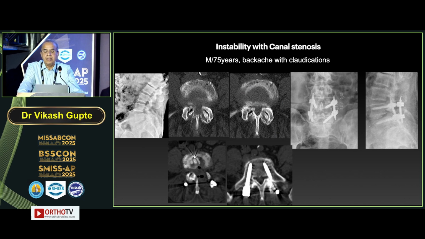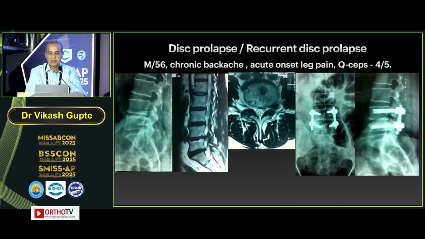What about instability with canal stenosis? You can do MIS-TLIF and then do over-the-top decompression. Here I pass my cage first, for really indirect decompression, and then tilt the tube and do over-the-top decompression.